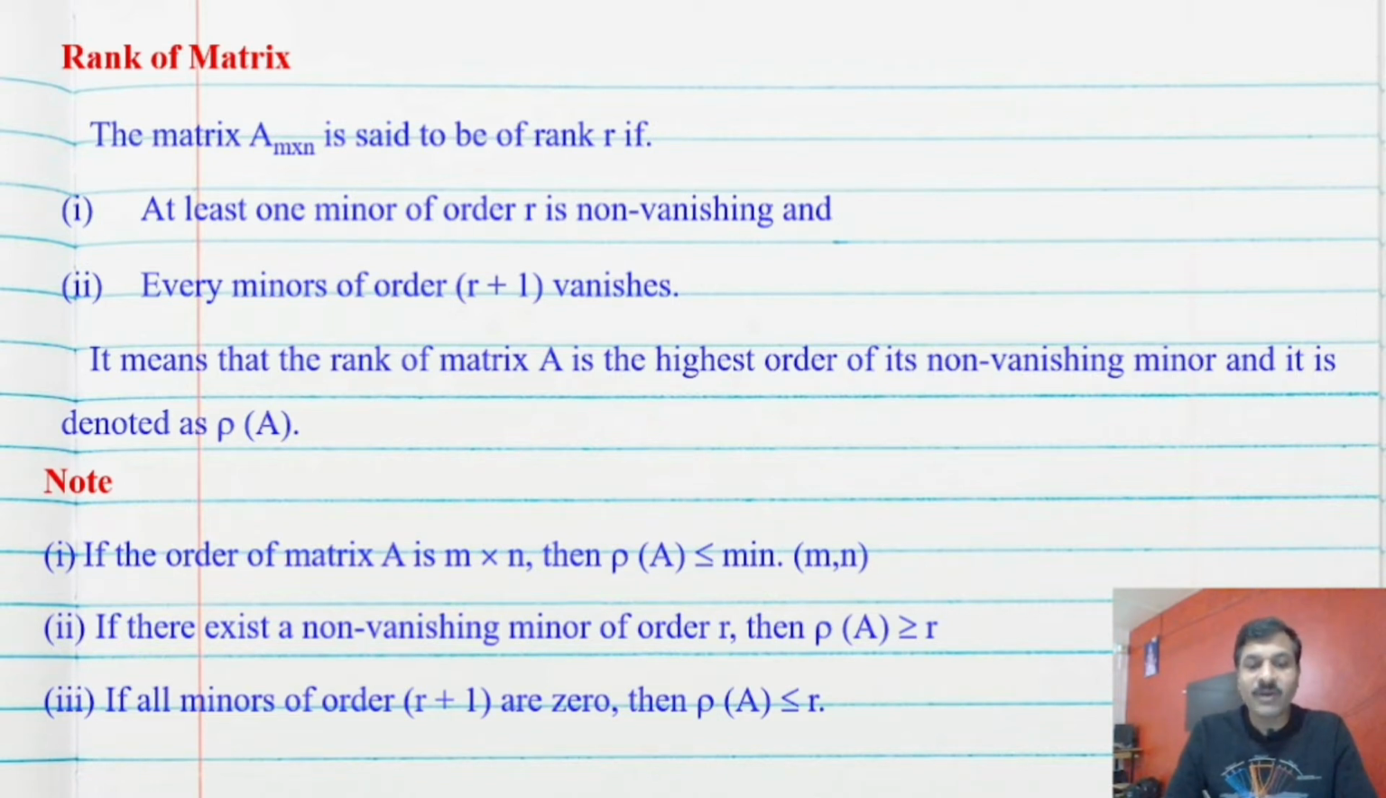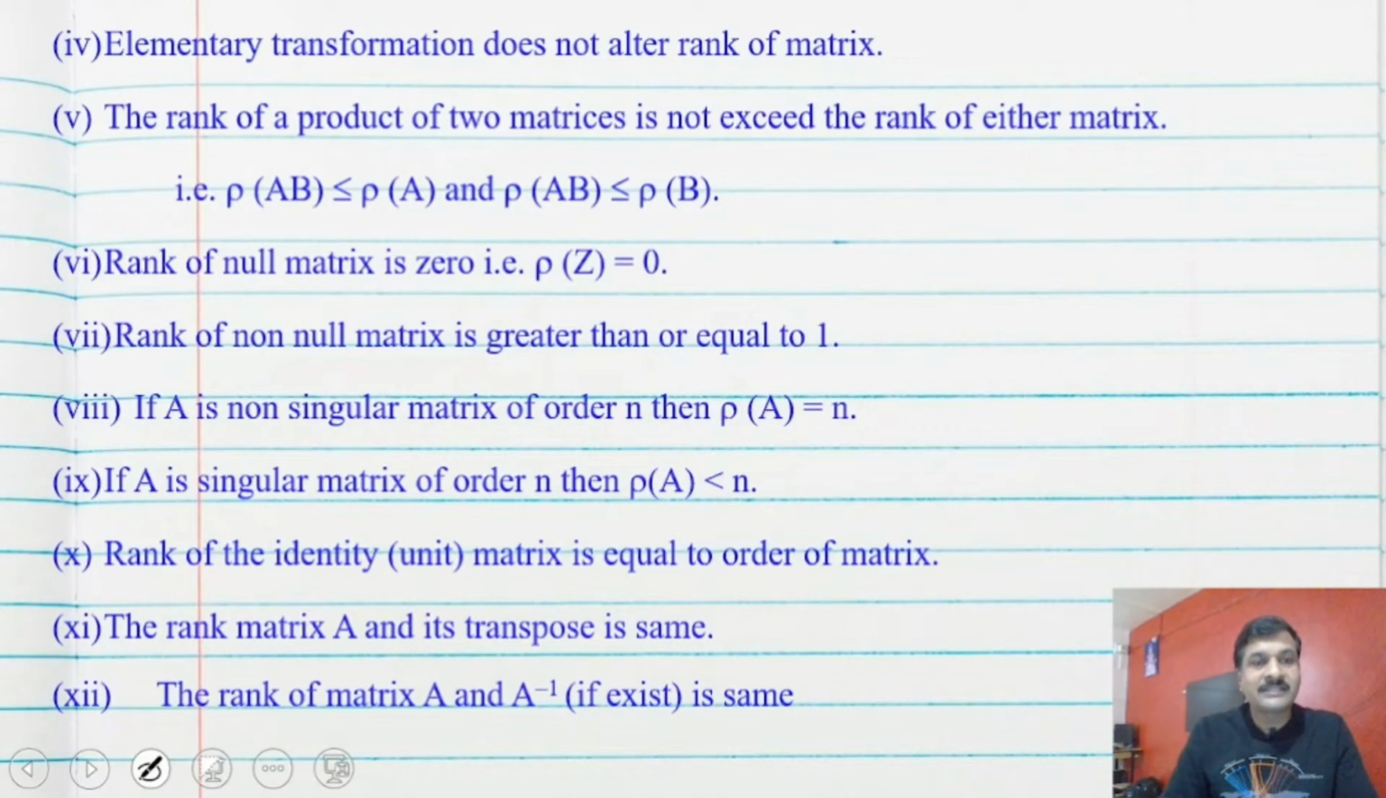If all minors of order R plus 1 are 0, then rank of A is less than or equal to R. Again the same thing by definition. Next, elementary transformation does not alter rank of matrix. Next, the rank of product of two matrices does not exceed the rank of either matrix. It means that rank of AB is always less than or equal to rank of A, and rank of AB is always less than or equal to rank of B, means both. Rank of null matrix is 0. It is very clear, then rank of non-null matrix is greater than or equal to 1.